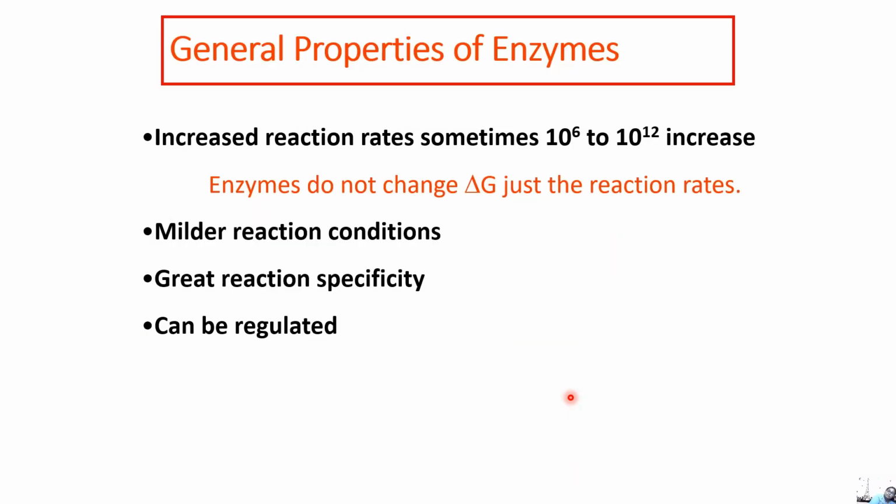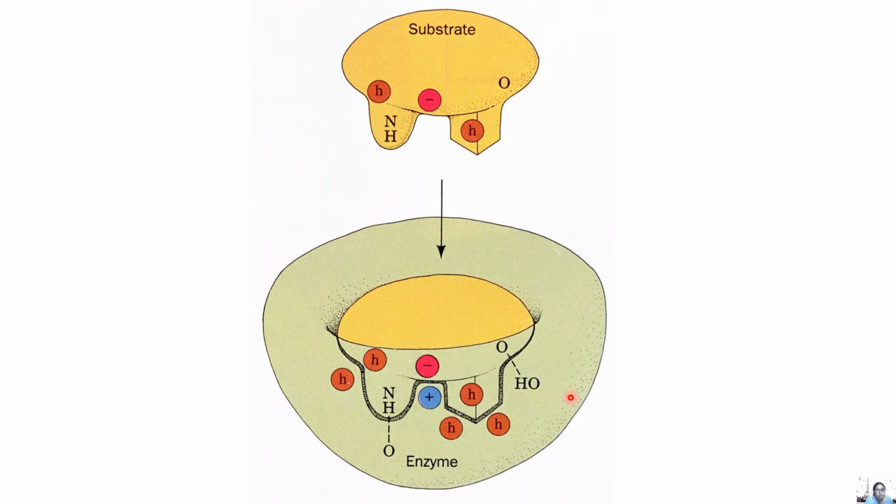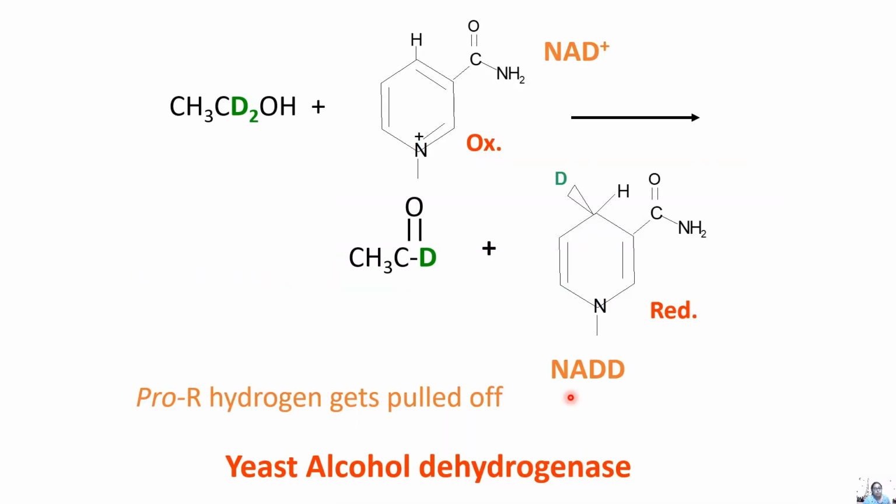So, what are the general properties of enzymes? Increased reaction rates: enzymes will not change the delta G, just the reaction rates. They work under milder reaction conditions and can be regulated. Non-covalent bonds and forces are maximized to bind substrates with considerable specificity. There are van der Waals forces, electrostatic bonds, ionic interactions, hydrogen bonding, hydrophobic interactions, etc. So this is an enzyme, this is the substrate. Enzymes are stereospecific.